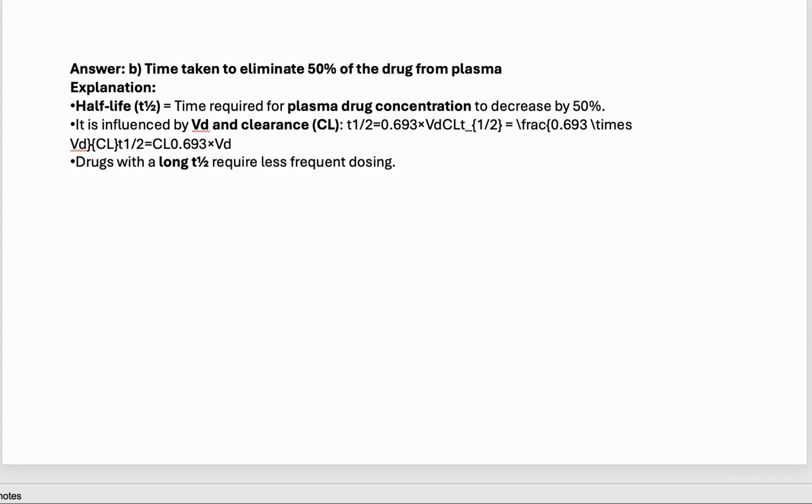So yeah, half-life is the time required for the plasma drug concentration to decrease by 50%. It is influenced by VD and clearance. If you remember the kinetics, T half is 0.693 times VD divided by clearance. We'll come to the numerical part later, but at this point this is right. Drugs with a long T half require less frequent dosing. So T half, along with VD, helps us get an idea of how the dosage should work.